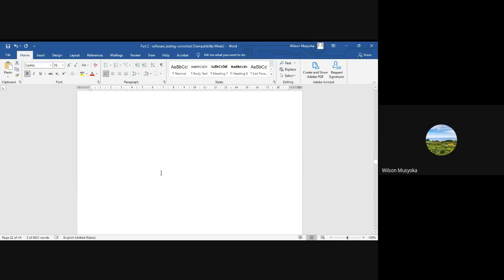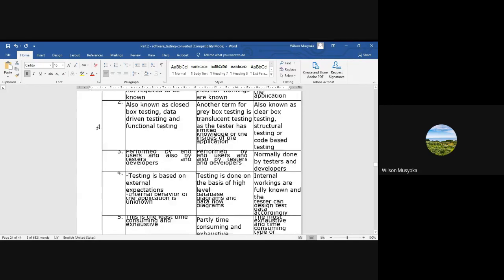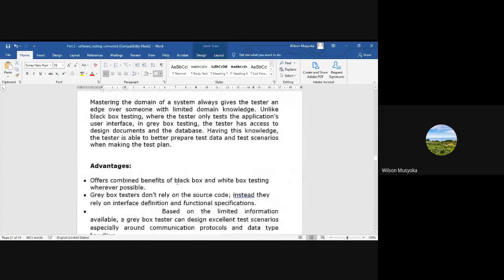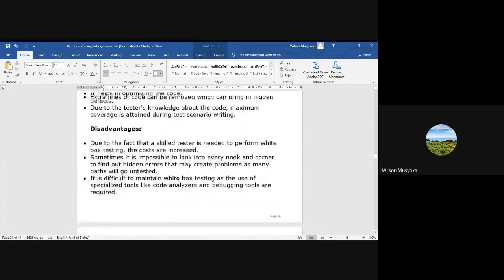So these three methods of testing can be compared with this table, which I will leave you to look at and try to understand. But then let us continue because I have explained the difference between the three.